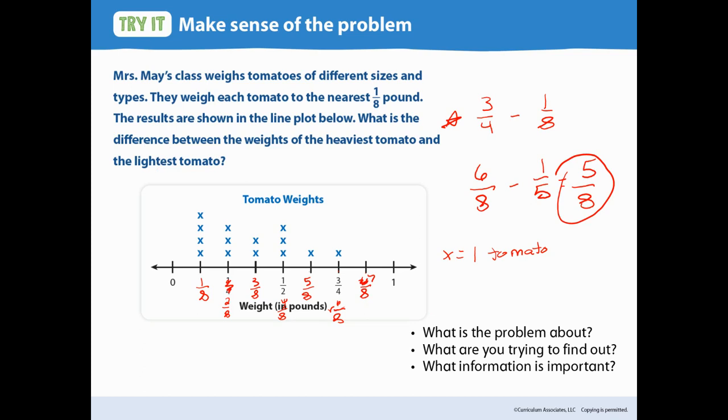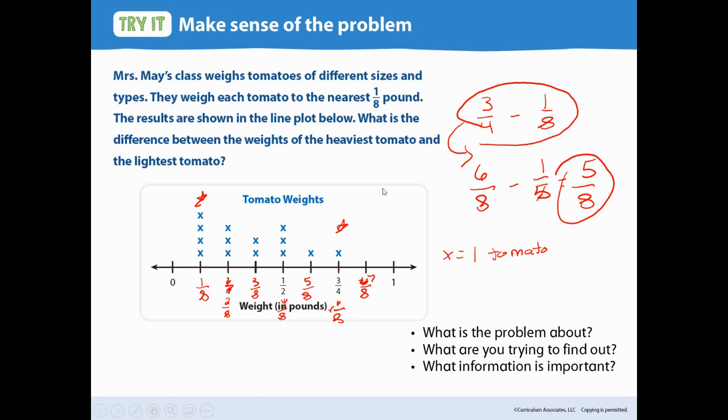I'm going to read the question one more time to make sure that we understand everything that I just went through, and then also go over the answer. So Mrs. May's class weighs tomatoes of different sizes and types. They weigh each tomato to the nearest 1/8 pound. The results are shown in the line plot below. What is the difference between the weights of the heaviest tomato and the lightest? The heaviest is here. The lightest is here. We know that these are eighths. So we do 3/4 minus an eighth. We know that 3/4 equals 6/8. So 6/8 minus an eighth equals 5/8.